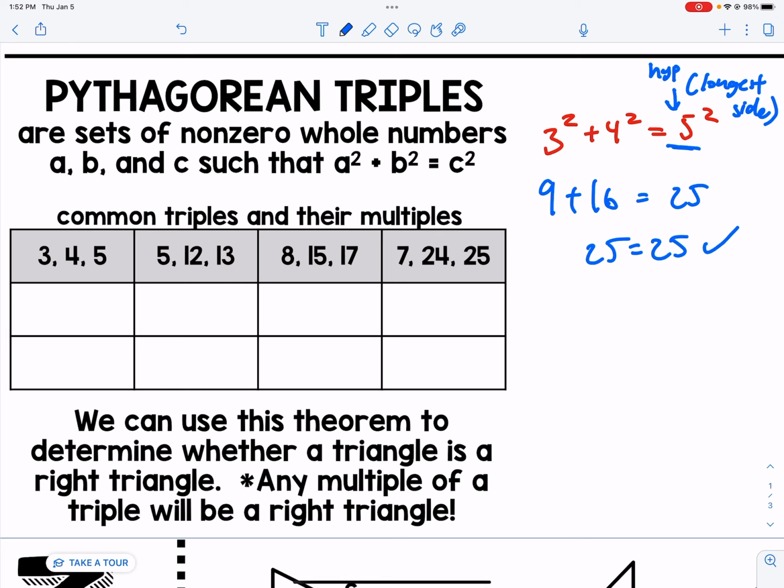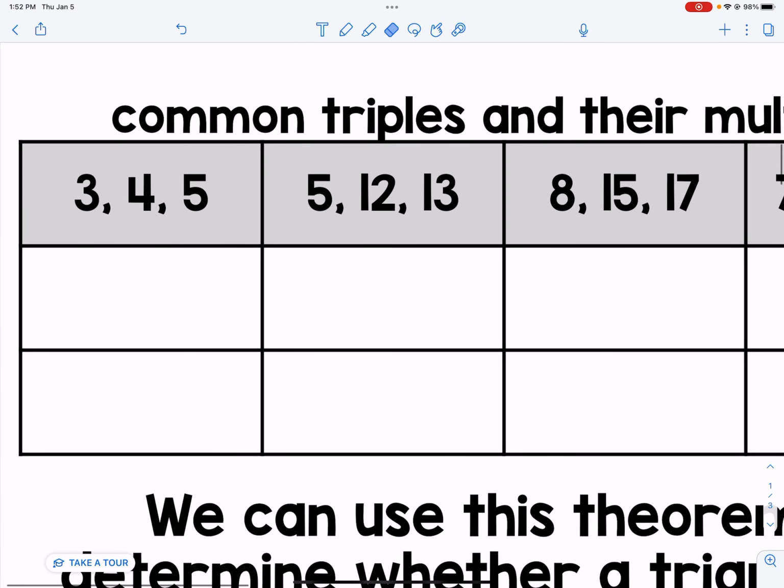So that's the first common triple, but if we do any multiple of it, it should also work. So if I double all the numbers, so 3 times 2 is 6 squared plus 8 squared equals 10 squared. This is 36 plus 64 equals 100. And this will also work. So any multiples of the initial triple will also work. So we have 3, 4, 5. We also have 6, 8, 10. We'll also have 9, 12, and 15.